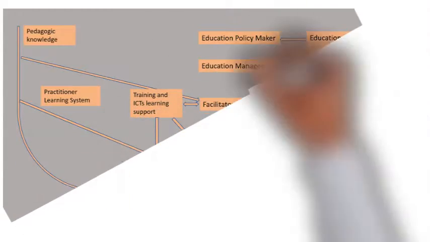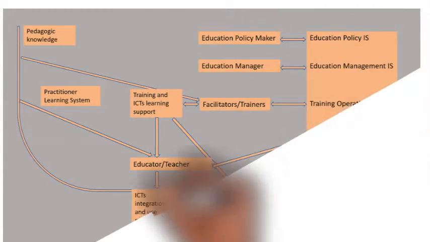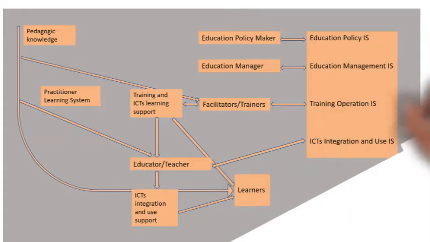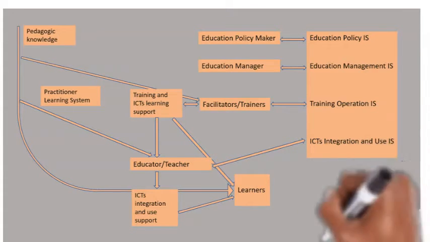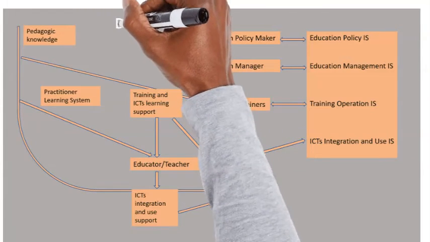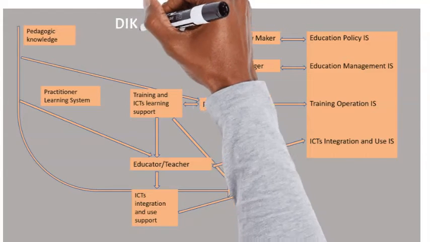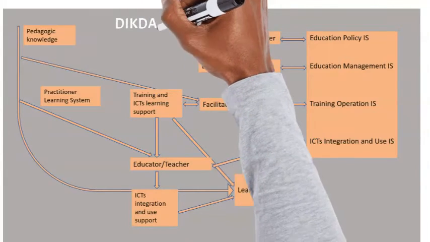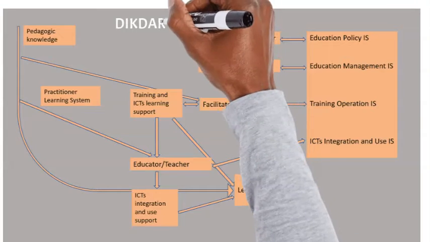There is also the use of the DIGDA model that we can apply in this project by having different information systems like your education policy, training operations, and ICT integration and ICT use information systems. This can be used by your policymakers, your managers, and your trainers. Also, we have learners as part of this model, and the educators who are being trained, and the system itself that is available for the support of learners.